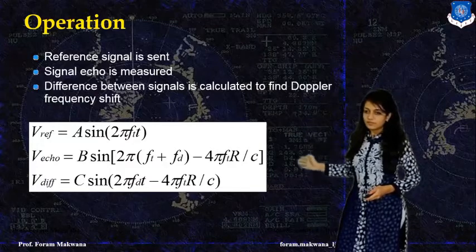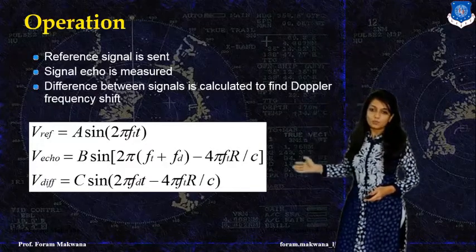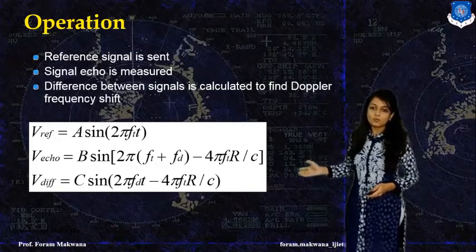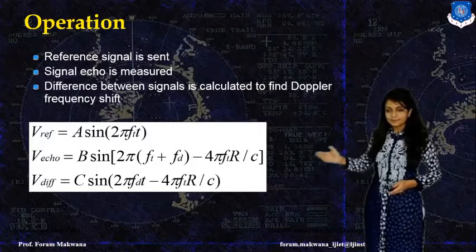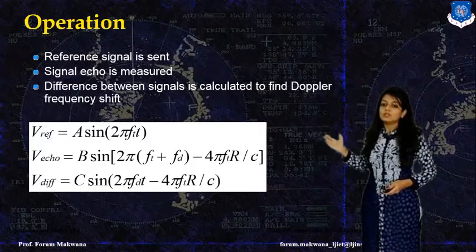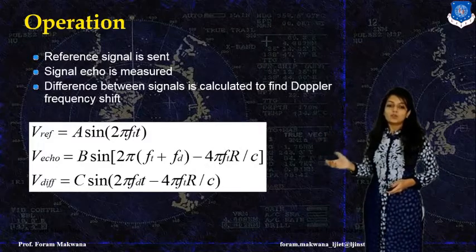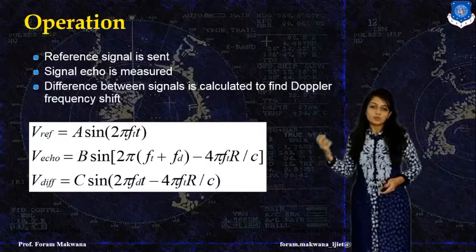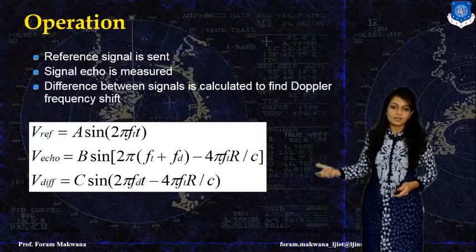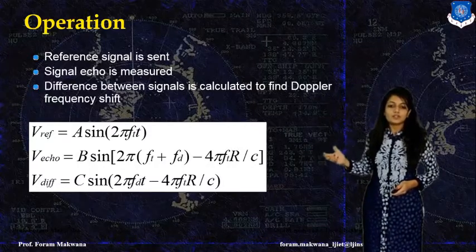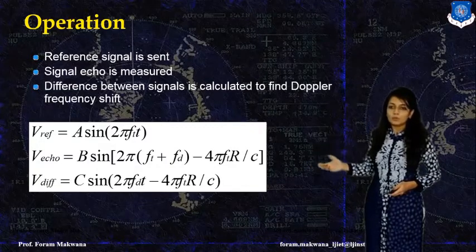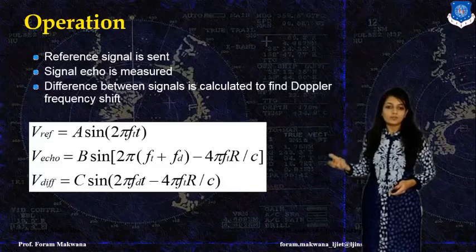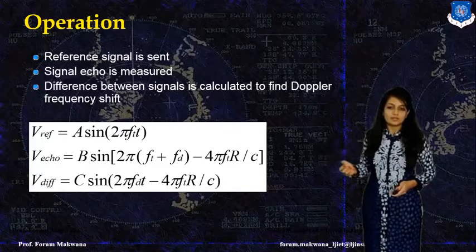And what is V difference? V difference is C sin 2 pi fd t minus 4 pi ft R by c. Right? So the difference is based on whether the target is moving towards the radar or moving away from the radar. There is a shift in the frequency, and we are able to calculate whether the target is moving away from the radar or moving towards the radar.